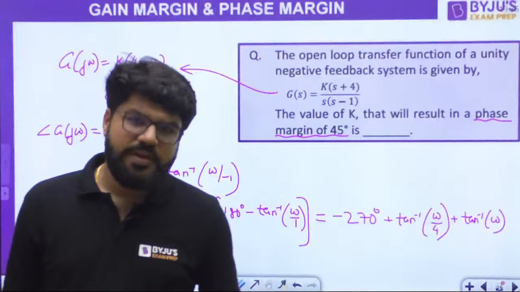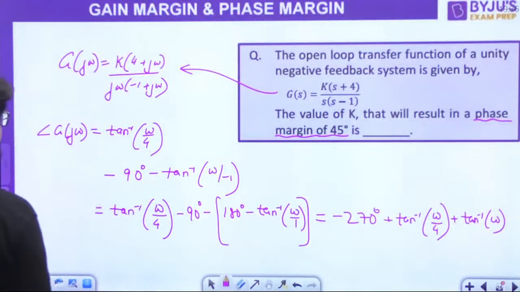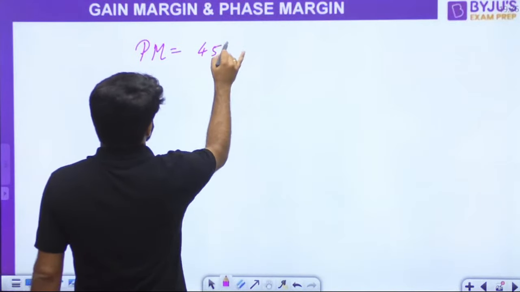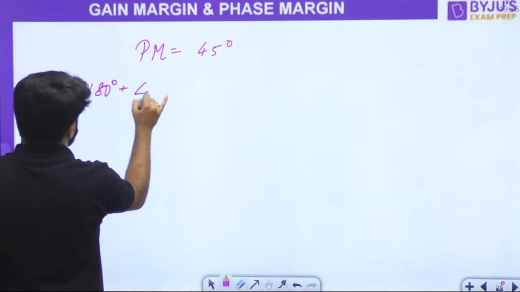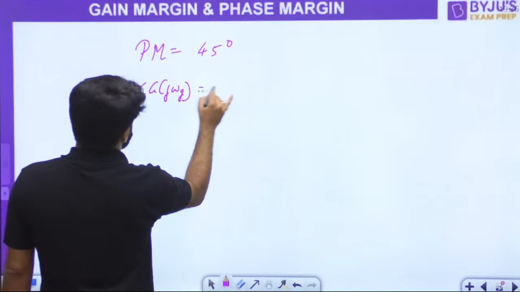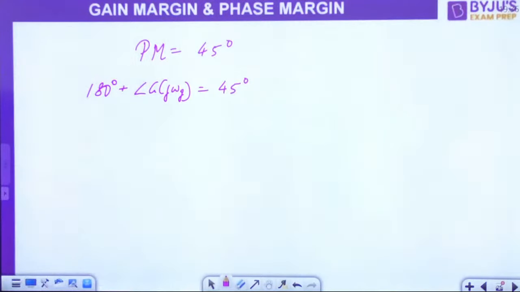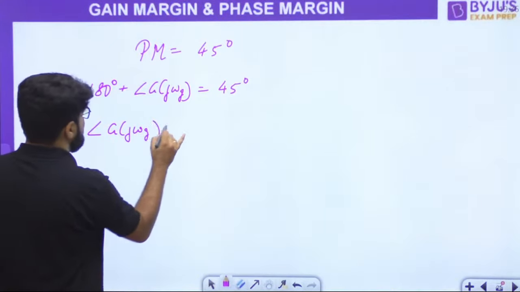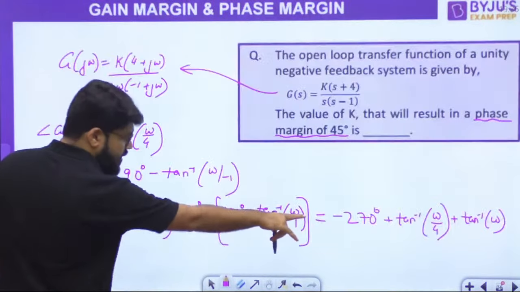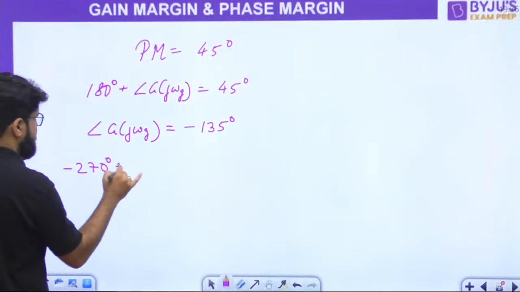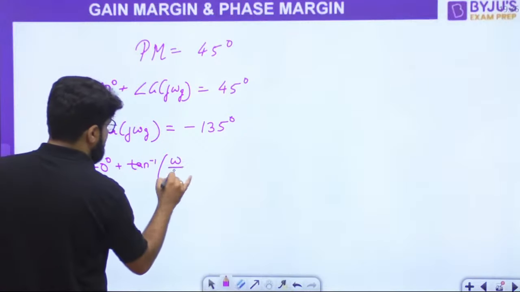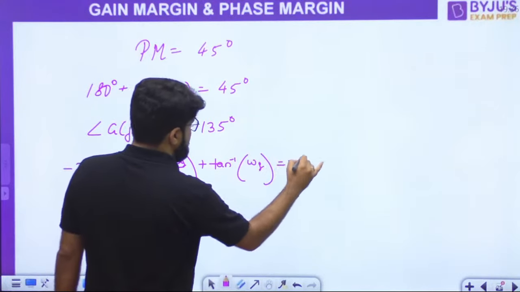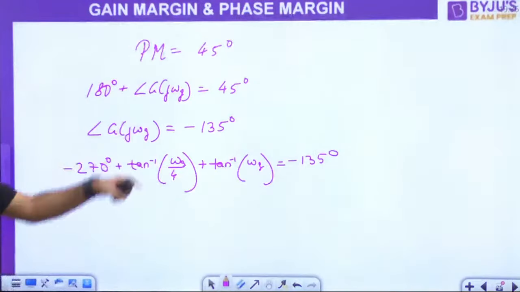What is the value of K that will result in the phase margin of 45 degree? A phase margin of 45 degrees is required. Phase margin means 180 degree plus angle G(jω_g) is 45 degree. So the angle G(jω_g) should be 45 minus 180, that is minus 135. Take this expression: minus 270 degree plus tan inverse ω_g/4 plus tan inverse ω_g is minus 135 degree.